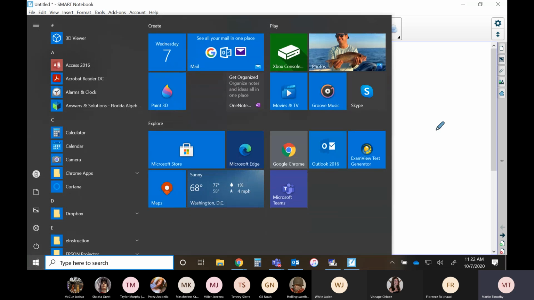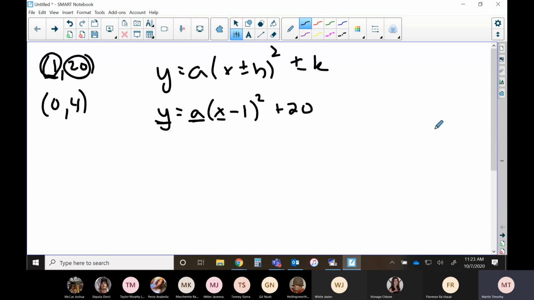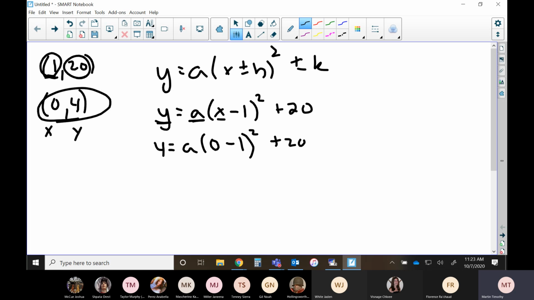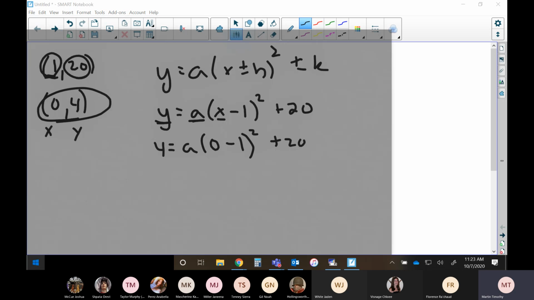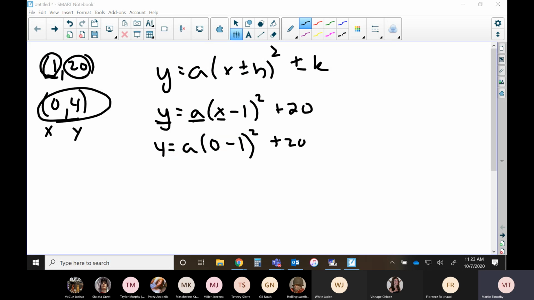That's why this thing comes in handy. That's an x, and that's a y, which means I can take that y, put a 4 there, put a 0 in for x, and now how many variables do I have? 1.